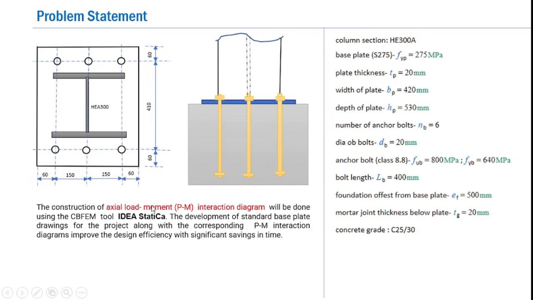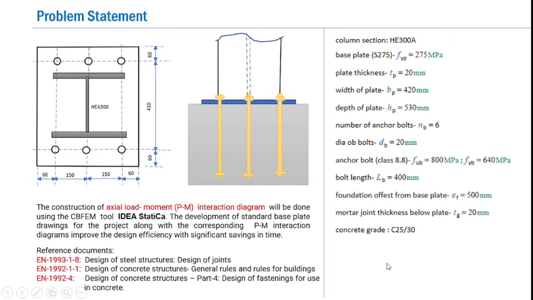The construction of the axial load PM interaction diagram can be done in two ways. First, you can make a quick hand calculation, or there are many FEA tools available. For the present study, we constructed the PM interaction diagram using the CBFEM tool IDEA StatiCa. It shall be noted that for any project, the development of standard base plate drawings along with the development of the PM interaction diagrams improves not only the design efficiency but also results in a significant saving in time.